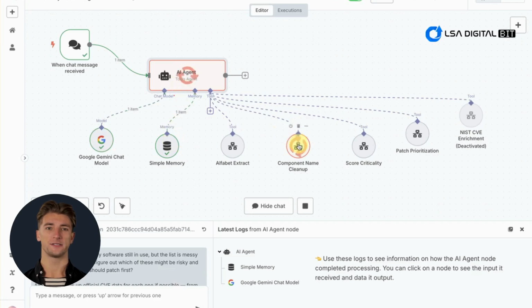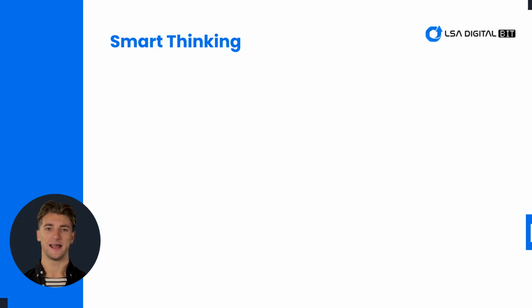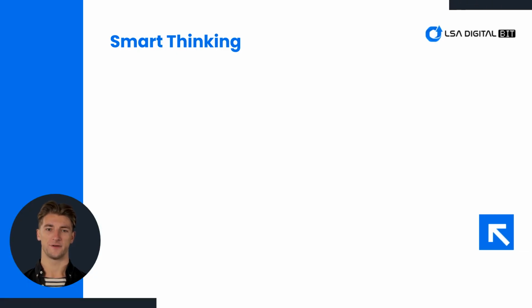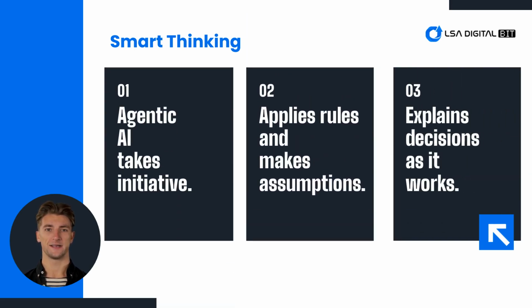What we're really showing here is a new model for AI. Not just ask a model and get an answer, but an autonomous system that understands the task and directs other agents to complete it. This kind of agentic AI doesn't wait for perfect data or human babysitting. It takes initiative, applies rules, makes fallback assumptions, and explains its decisions as it works.